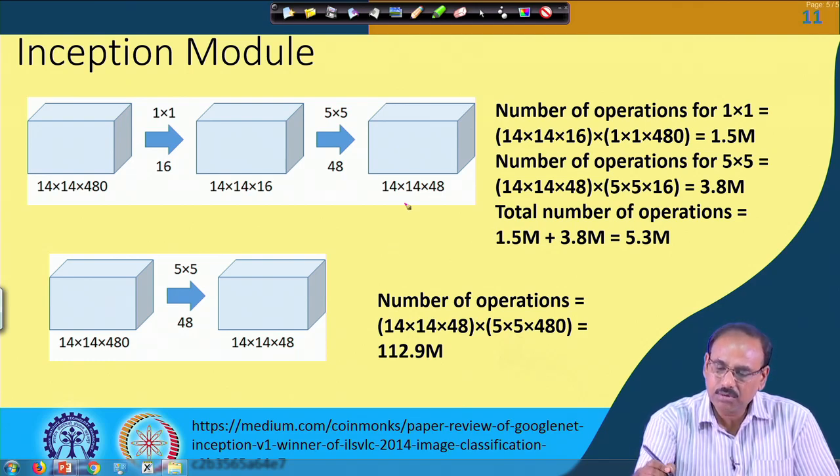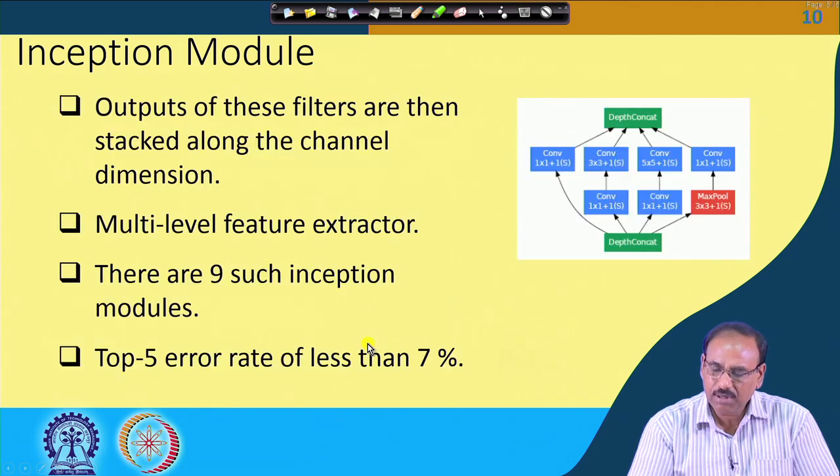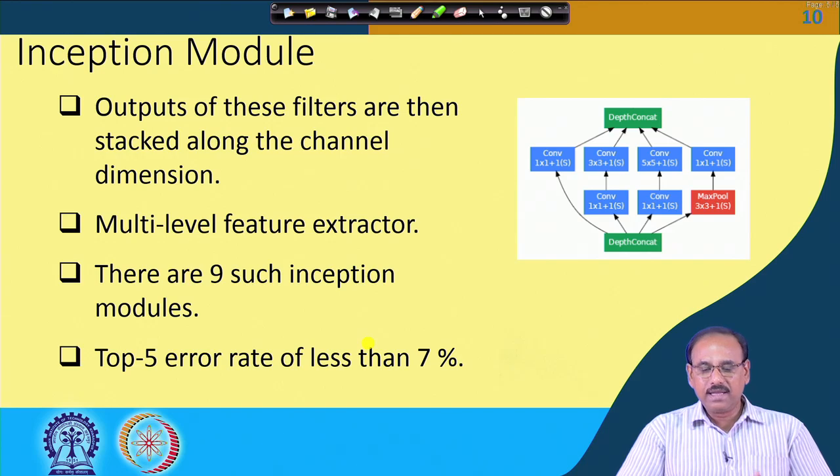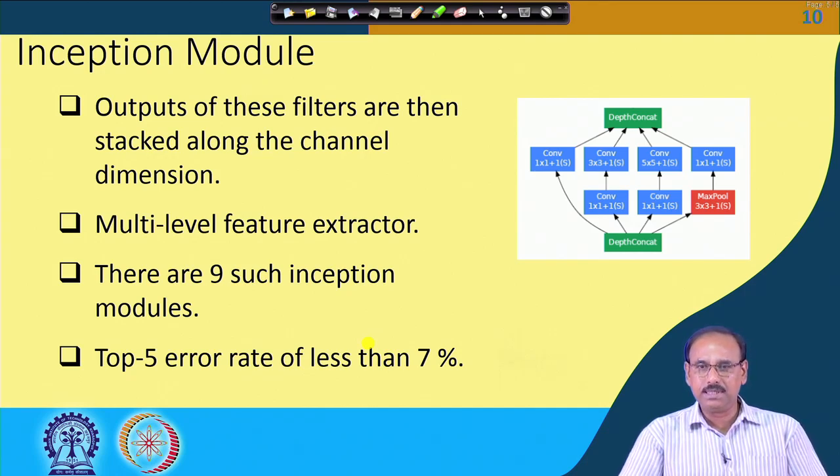So once you do that, then finally what you have is the output of these filters, each of these channels are then stacked together to give you the final feature map. So every inception module is acting as a multi-level feature extractor, and you see there are 9 such inception modules, and this GoogleNet gave a top 5 error rate of less than 7%, which is of course marginally better than what you have got in case of VGGNet. So this is the GoogleNet.